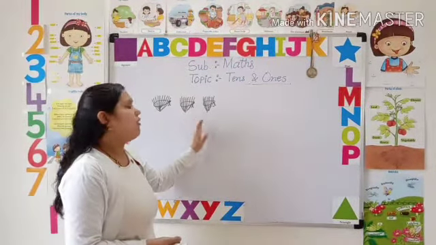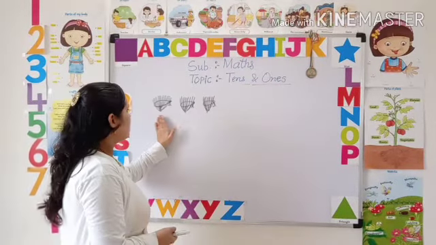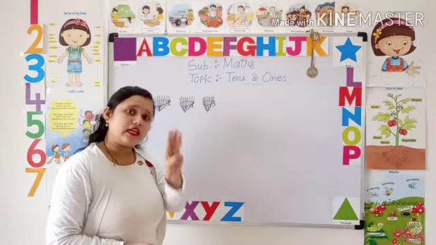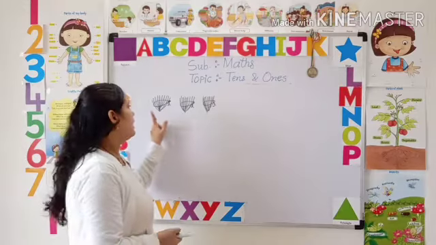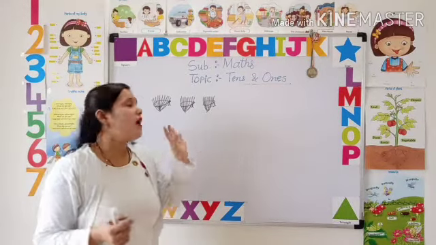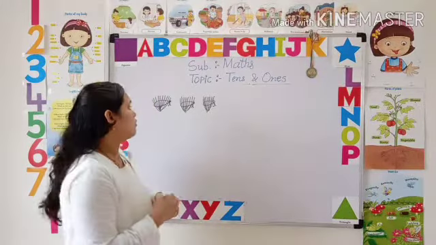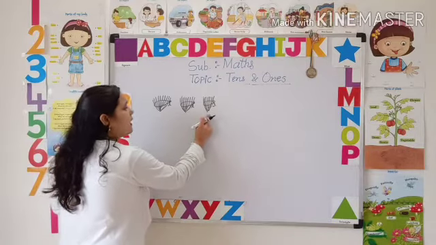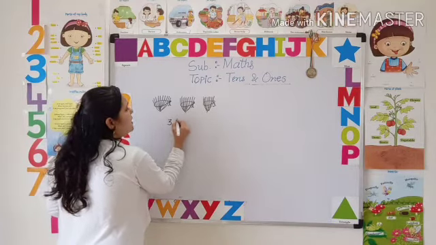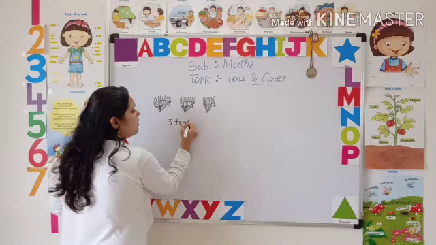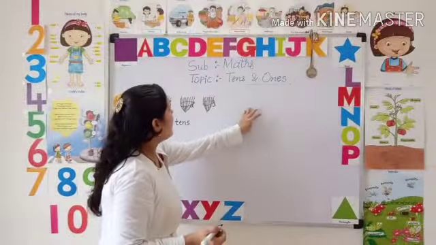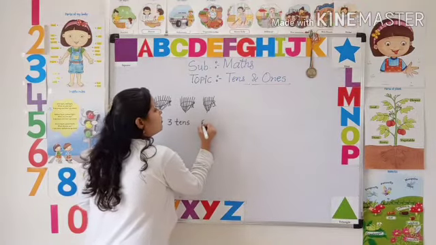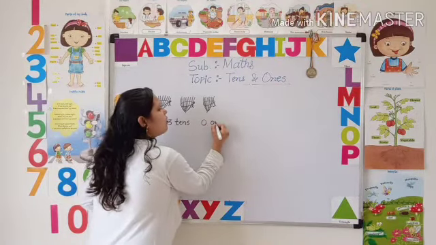3 bundles of 10 sticks. 1, 2, and 3. How many bundles do we have? 3 bundles. And each bundle has 10 sticks. How many sticks? 10 sticks. So 1, 2, and 3. It means we have 3 tens. And can you see here any more stick? No, nothing. So I will write 0 ones.